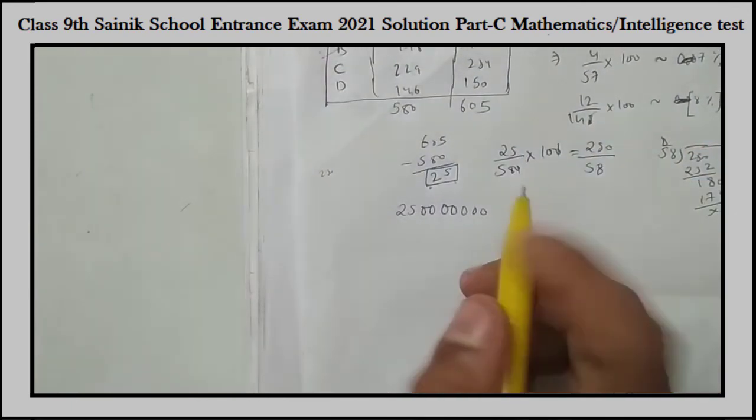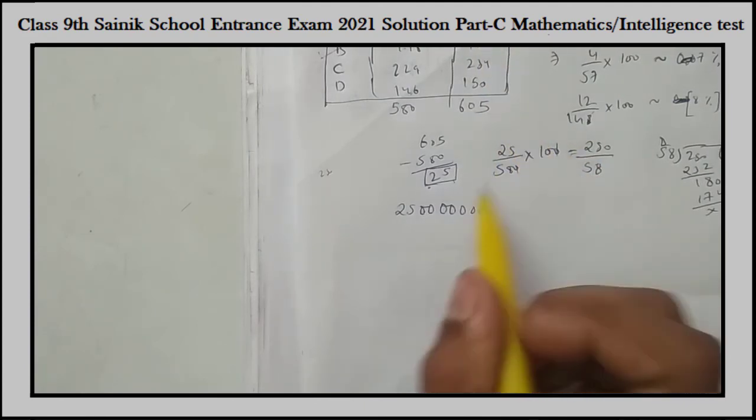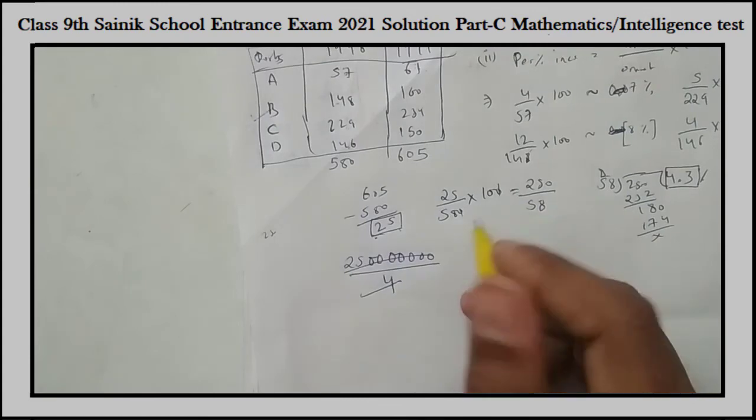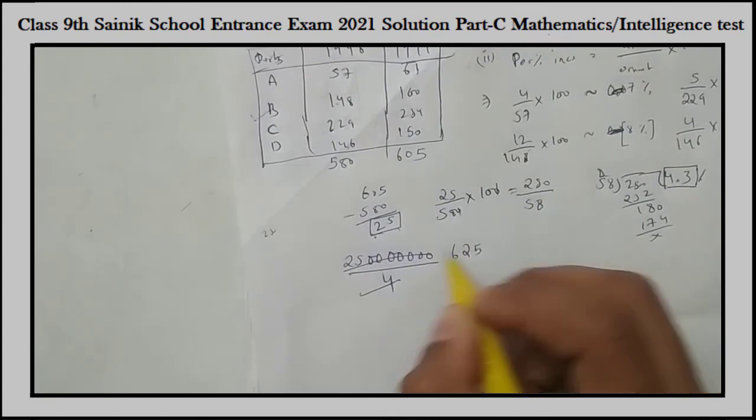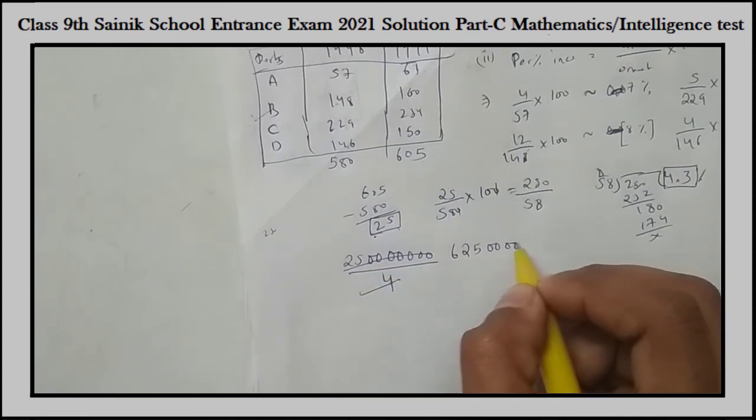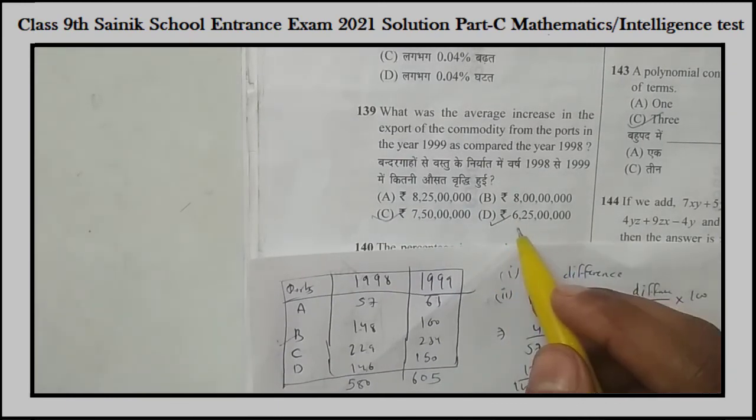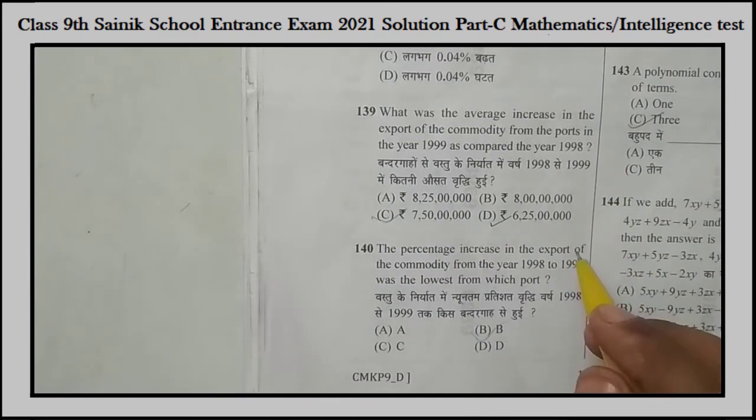Okay. And to find the average, we have to divide it by 4, as there are four ports. So 4 6s are 24, 2, 5, and then the zeros. So the answer is 625 lakh, that is, 6 crore 25 lakh rupees only. Okay.